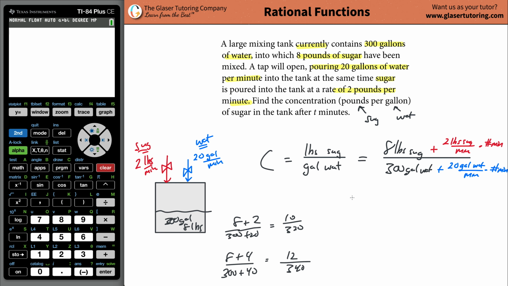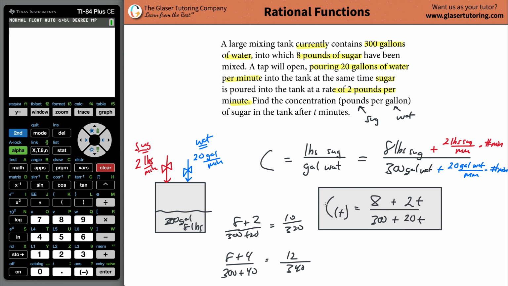So, in solving this problem now, it's basically solved, but if we had to put it into a nice formula, without units, it would be 8, the pounds of sugar, plus the rate at which we're adding the sugar, times the amount of time that passes t, divided by 300 gallons of water, plus the rate at which we're adding the water, multiplied by the amount of time that passes t. And this is now the formula, right? And that's it. That's all there is to it, ladies and gentlemen.